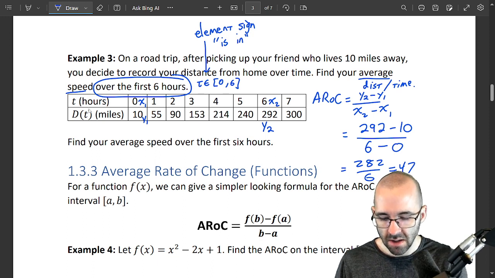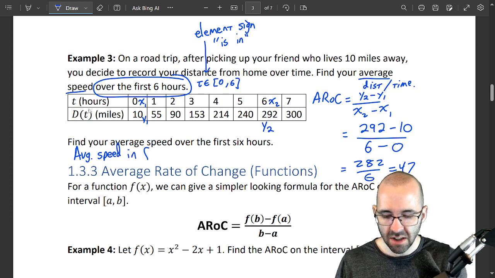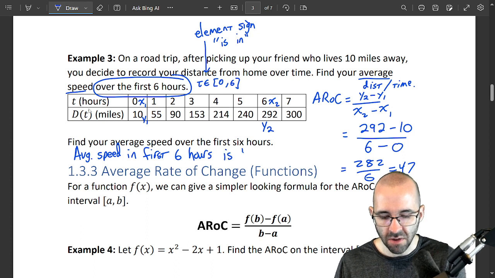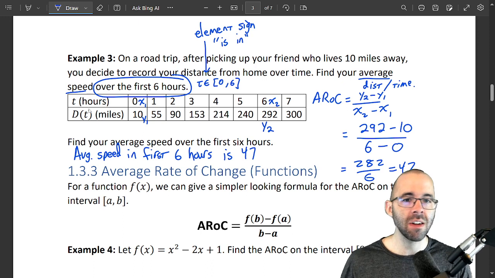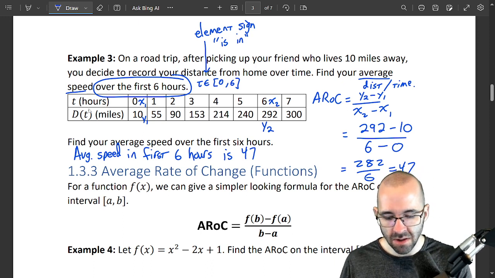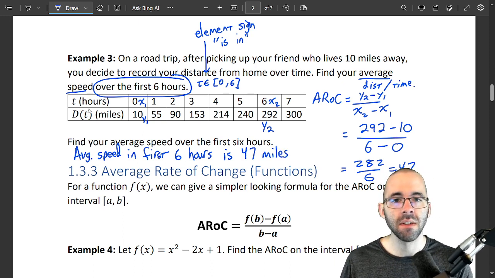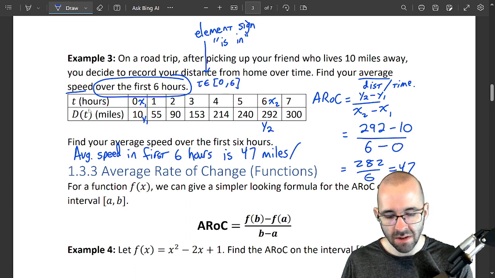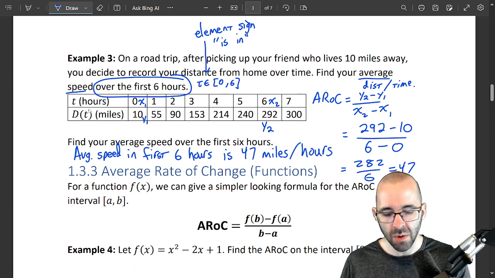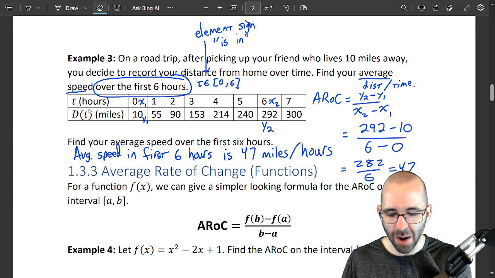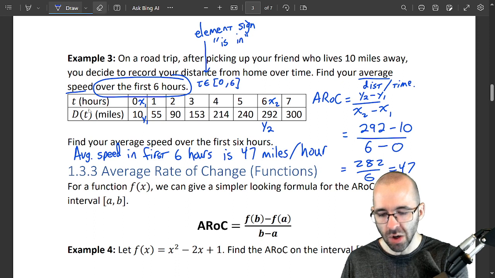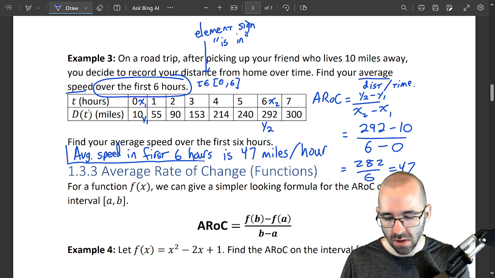Our average speed in the first 6 hours is 47, but we need the units. Whenever we find average rate of change, the units are the output units, miles, divided by the input units, hours. And then in this case, we usually say miles per hour. We don't say hours. Or you could write mph.